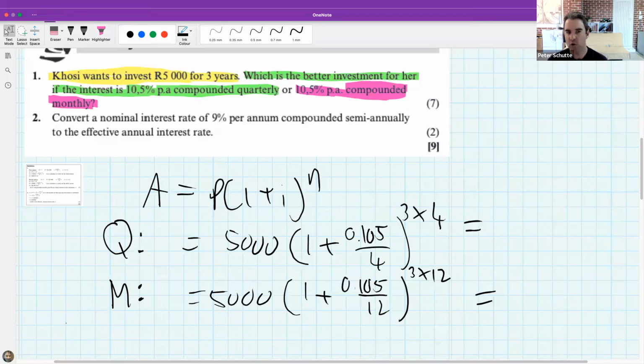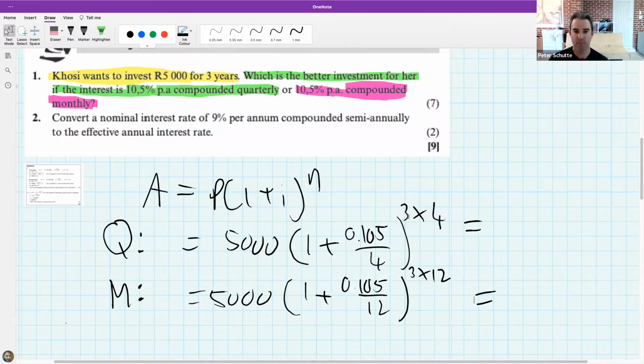If you want a quarterly interest rate from a yearly interest rate, you have to divide it by 4. That will give you an interest rate per quarter. And then you say, how many quarters are there in 3 years? That's why you've got the 3 times 4. So that's the relationship between that. And for the same reason, this is divided by 12, and then this becomes times by 12.